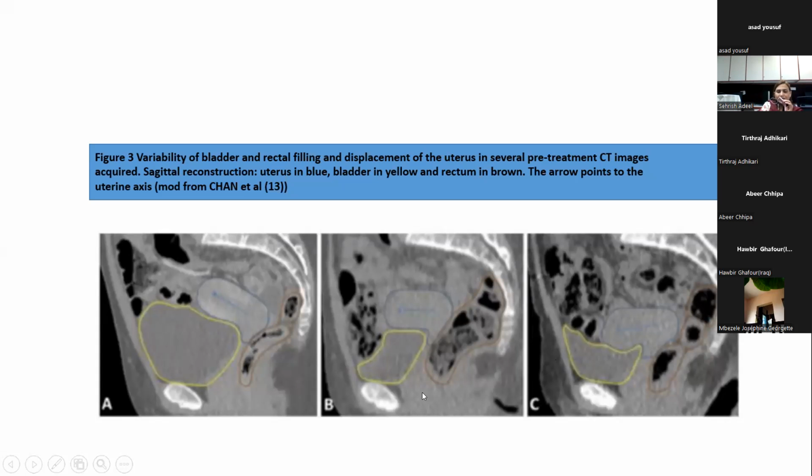And in these two images, you can see that the position is different. The uterus is the same. We cannot see the change in the volume of the uterus, but we can see the change in the position of the uterus because of the urinary bladder filling.